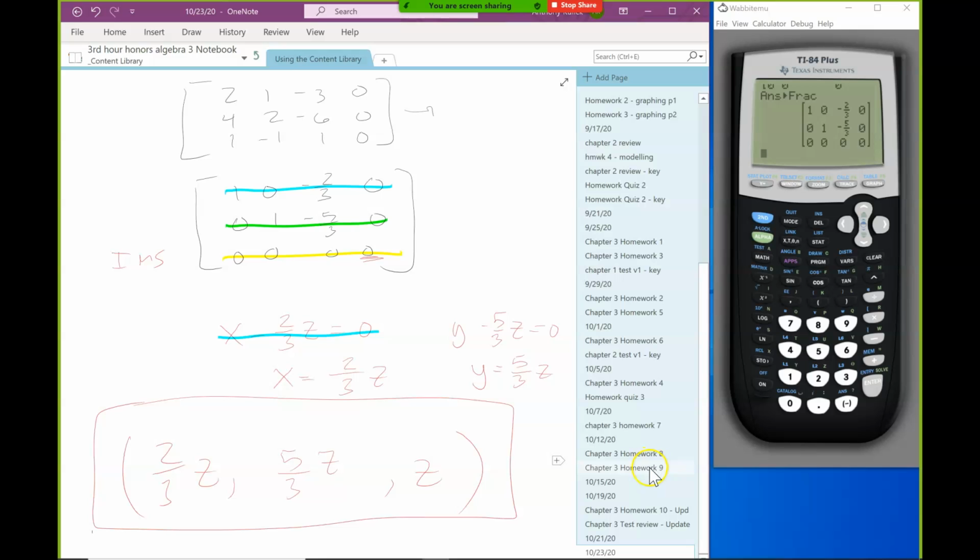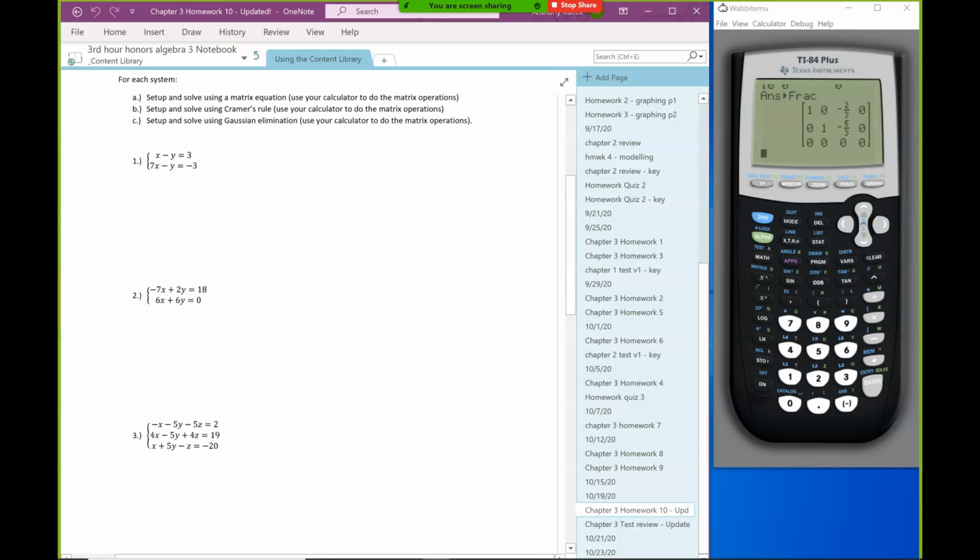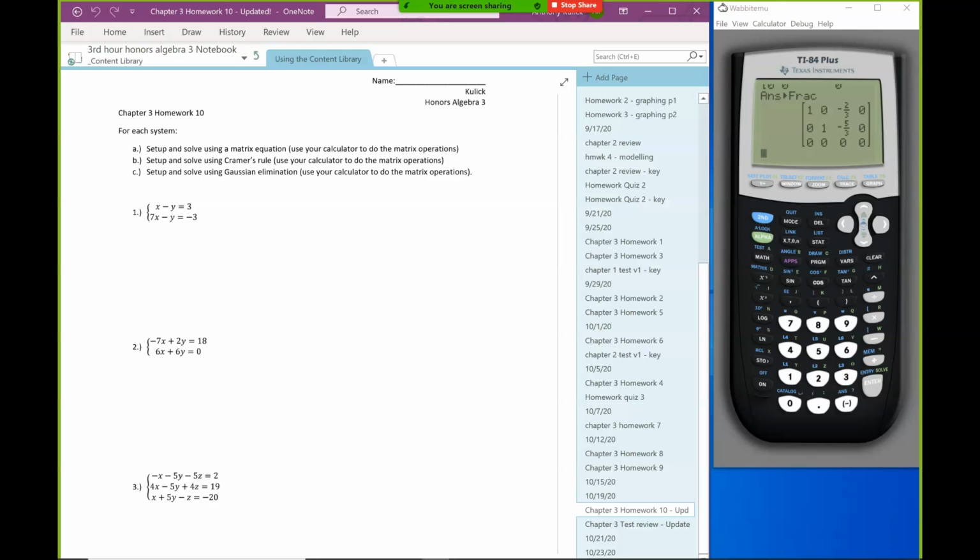Cool. So homework 10, I think, is what we're on. So here on homework 10, I ask you to set up and solve each of these systems using a matrix equation, using Cramer's rule, and using Gaussian elimination. And I ask you specifically to use your calculator to do the matrix operations. So all you're doing is just kind of like writing out the setup and then typing in your calculator to get the answer. You should get the same answer for all 3 parts, right? So it's a good check to make sure you did it correctly on your calculator.